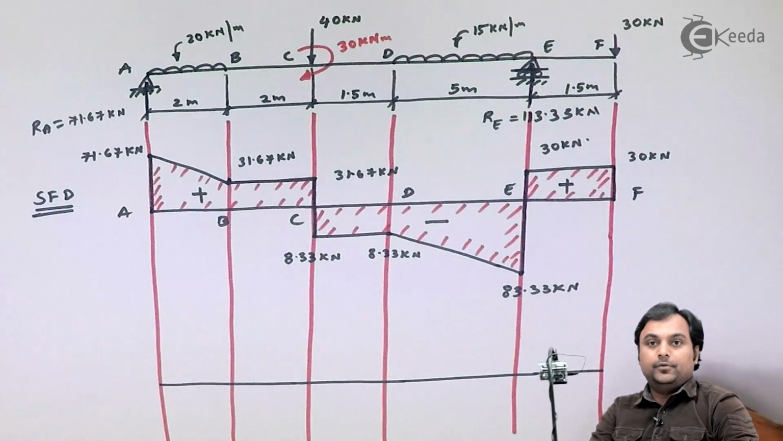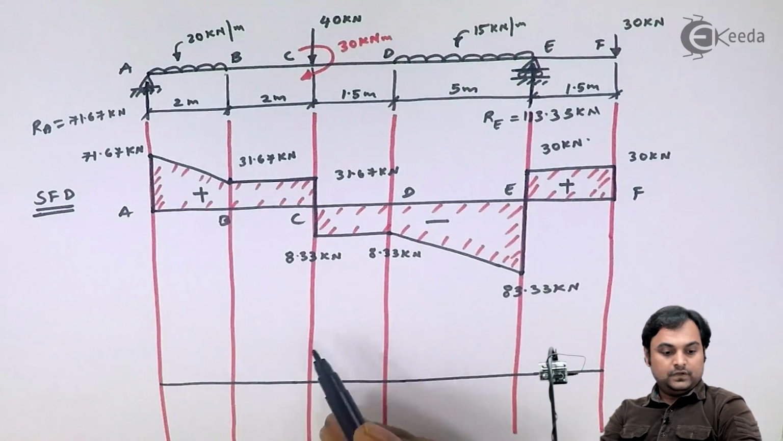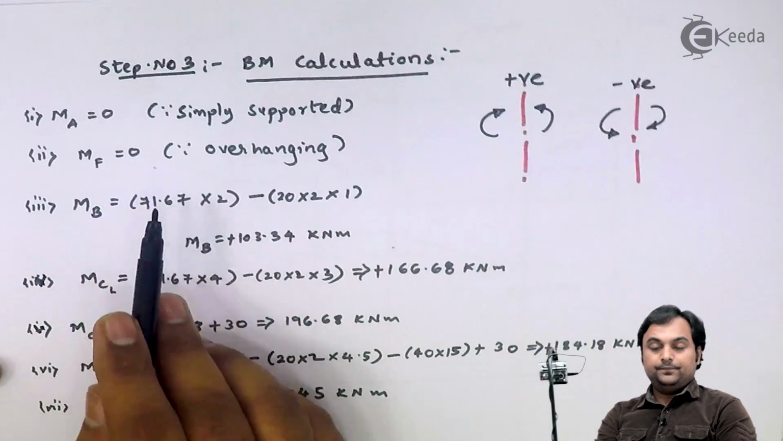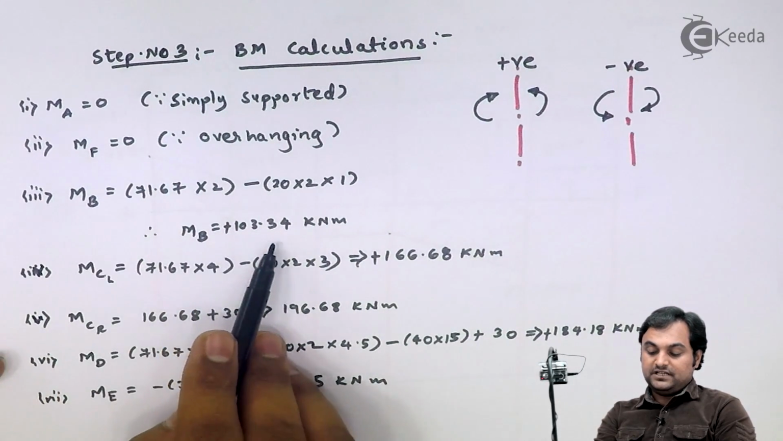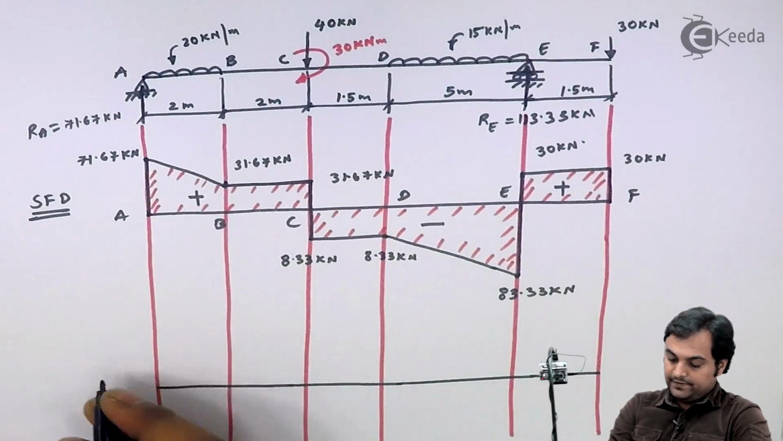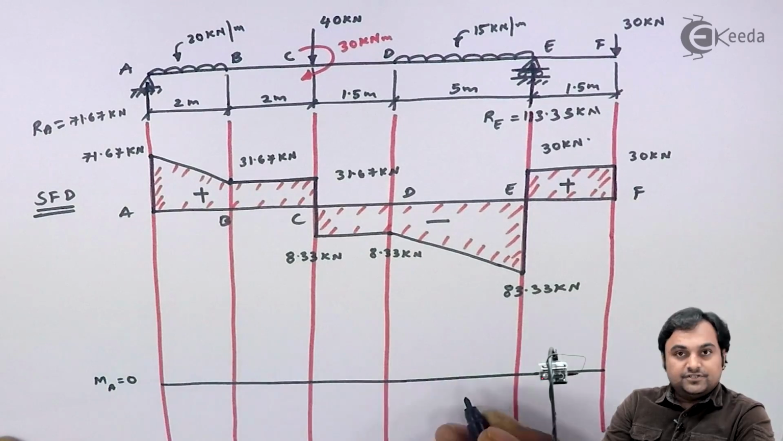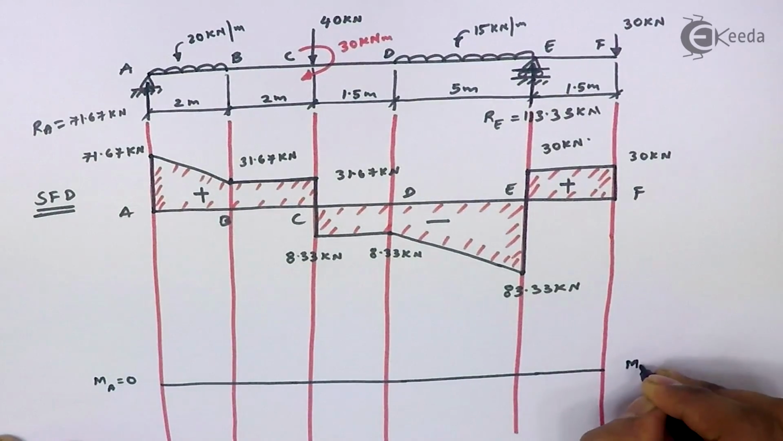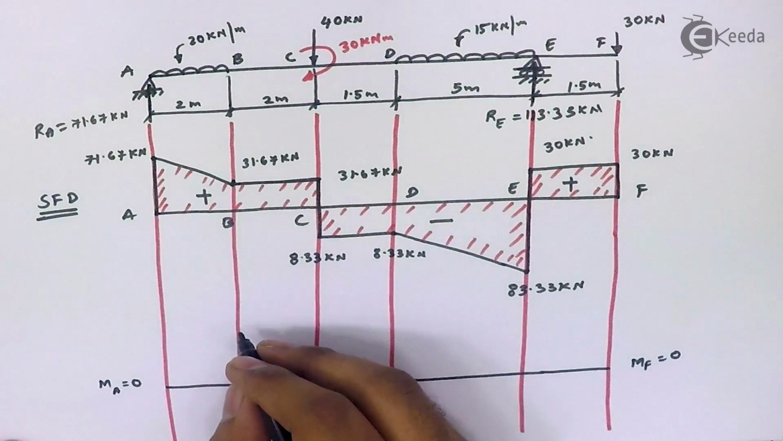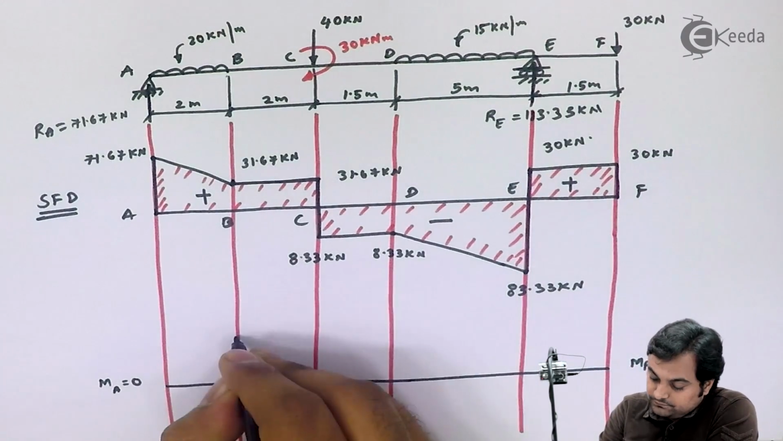I am drawing the bending moment diagram. Its length should be equal to the length of the beam. At A, the bending moment is 0. At B, it is plus 103.34. So I will be marking the values respectively. At A, bending moment is 0. At F, it is 0 because here we have an overhanging portion. At B, the value is 103.34.